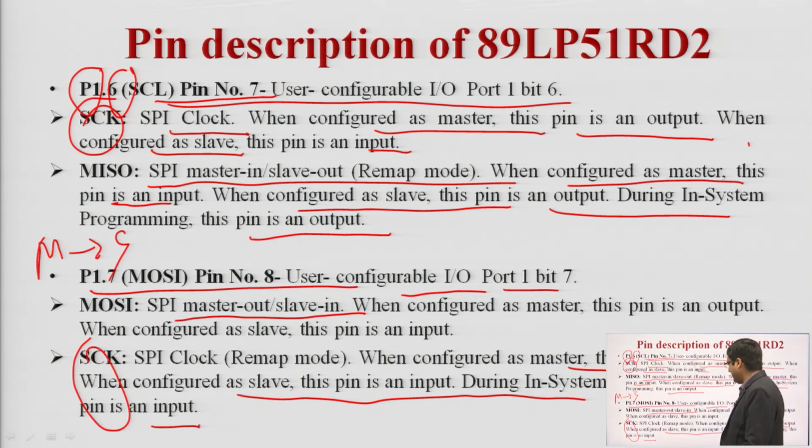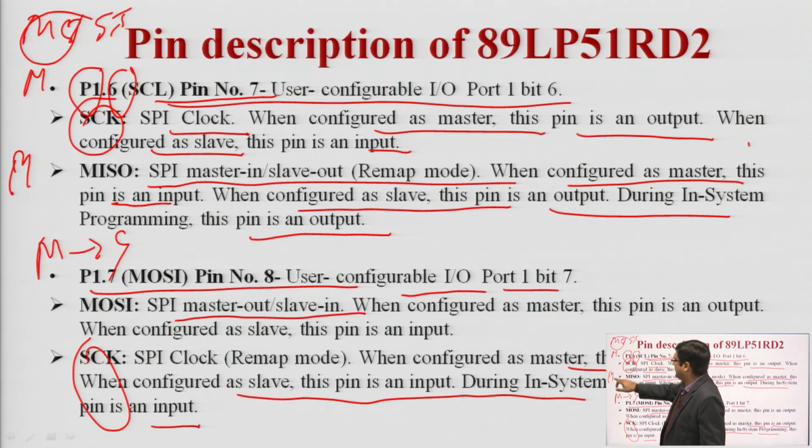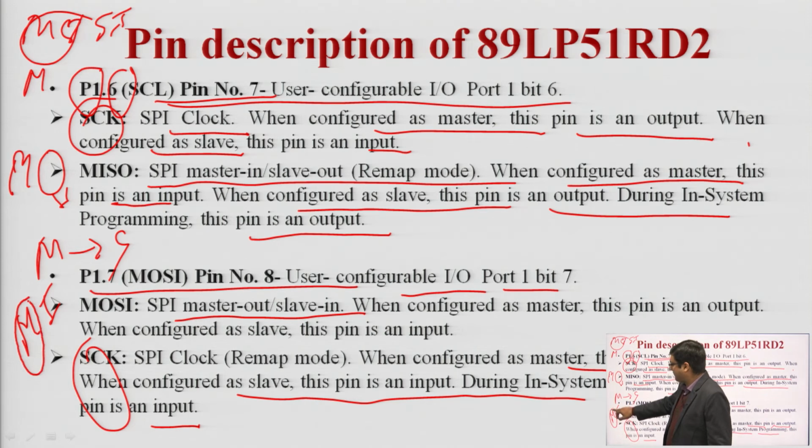By default, it works as an input mode. So basically we should know what is MOSI and what is MISO. MOSI is basically master out slave in. When it is configured as master, it works as an output device. And what should be the meaning of MI? When master is configured, it works as an input device. So these are the explanations of the pins.